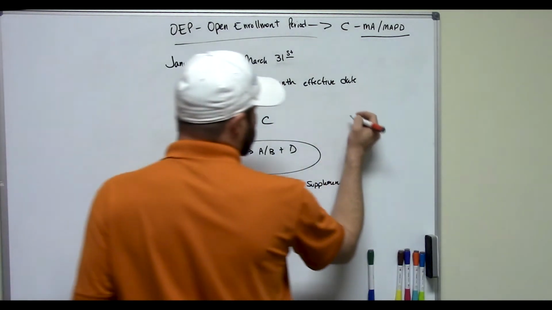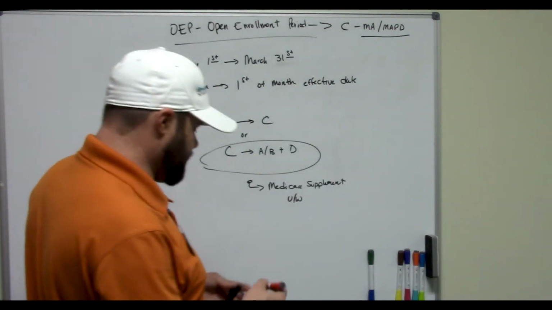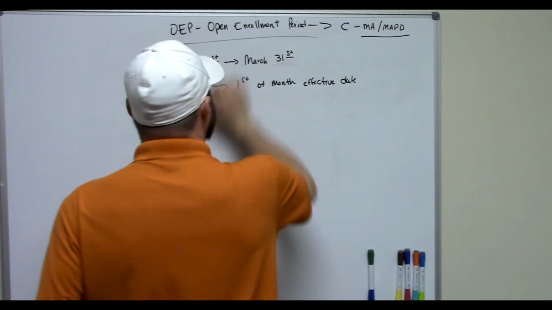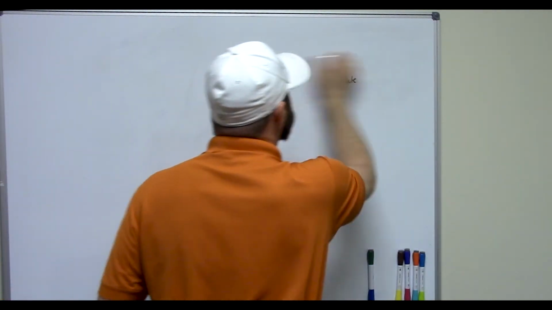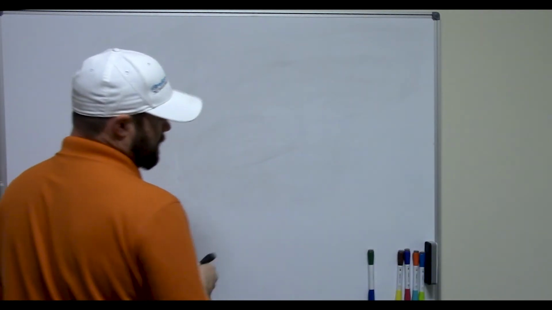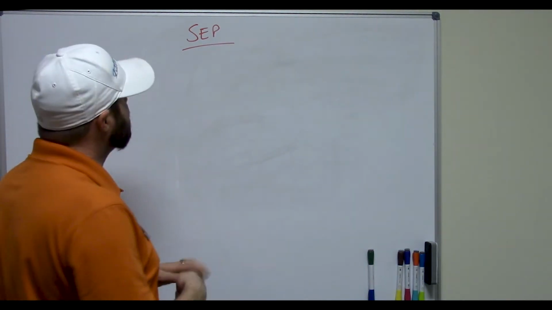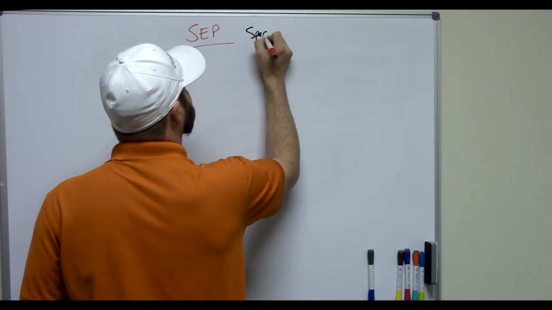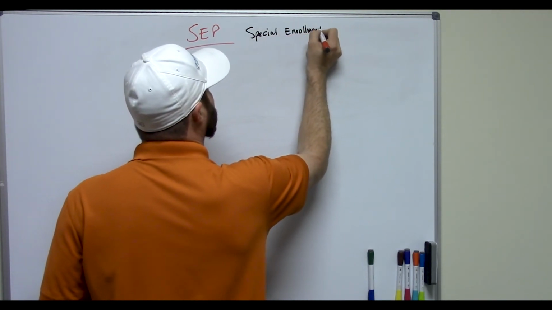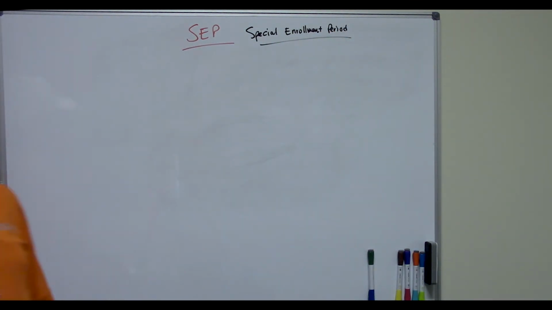Once you hit April 1st, you are in essence, for most people, locked in for the rest of that year. Whatever your C or D is, for most folks, that is what you will be with for the rest of that year, unless you happen to qualify for an SEP, which stands for Special Enrollment Period. So a special enrollment period. There are a whole bunch of these.